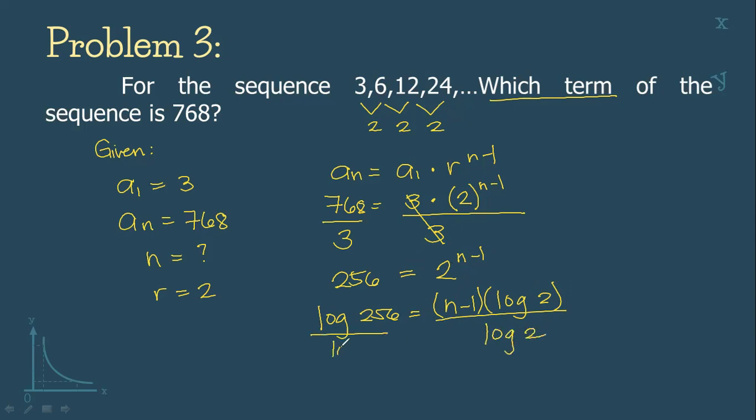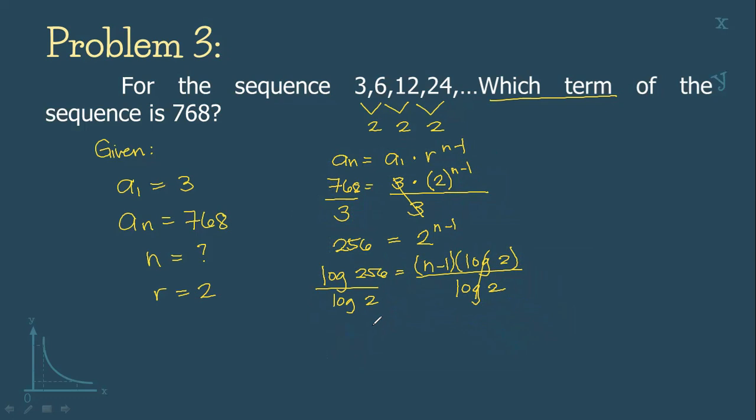So, dividing both sides by the logarithm of 2. Cancel natin. So, the logarithm of 256 divided by the logarithm of 2, that is equal to 8. We have here, na-cancel na natin si logarithm of 2. So, n minus 1 tayo. Ang pinapahanap lang naman po sa atin is si n.